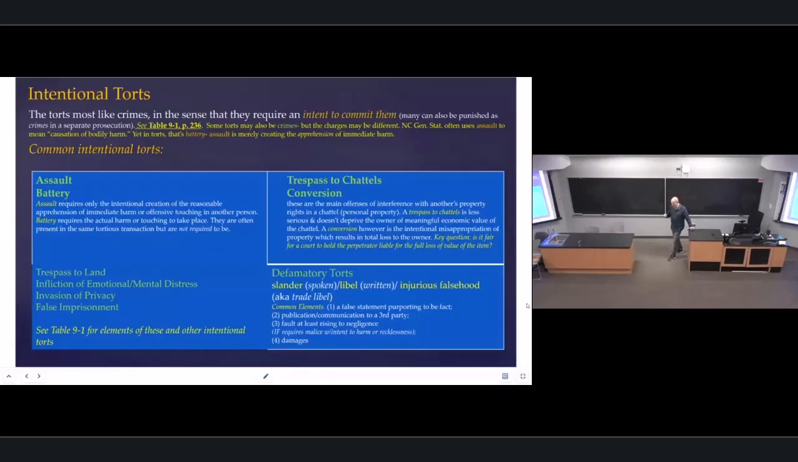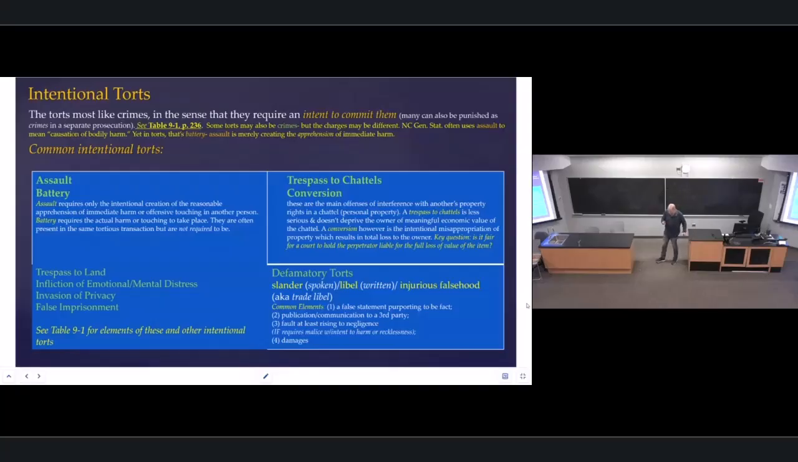Conversion is a tort that occurs when somebody who is not the rightful or lawful owner of a piece of personal property, of a chattel, interferes with the true owner's rights of possession and control. That's part of it. Let's start there. Someone who is not the rightful owner of a chattel, a piece of personal property, nevertheless interferes with the rightful owner's rights of possession and control of the property.